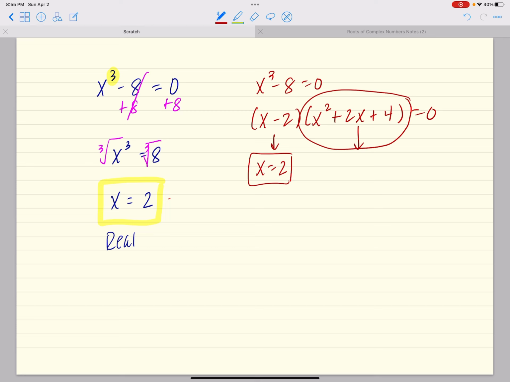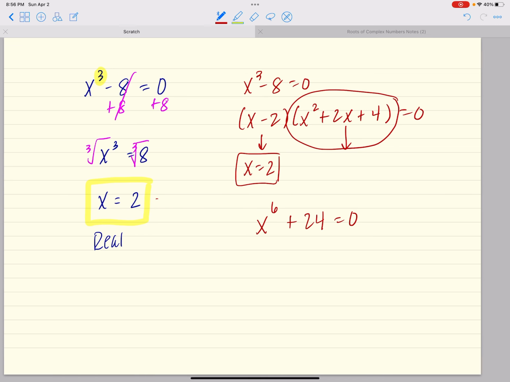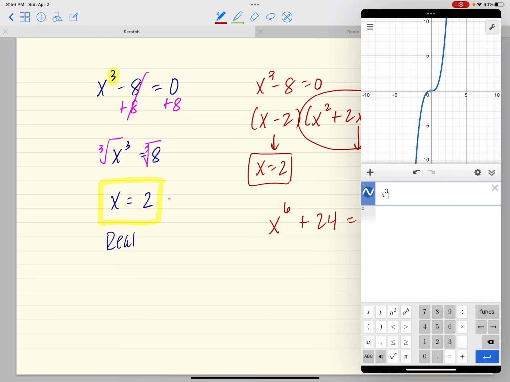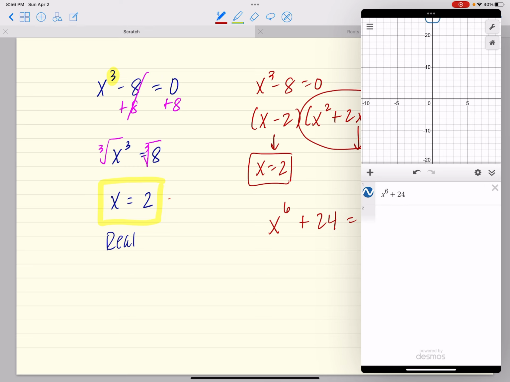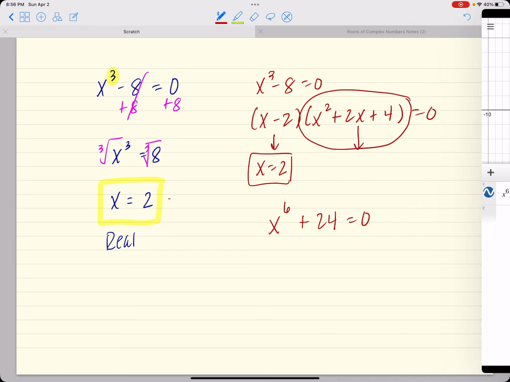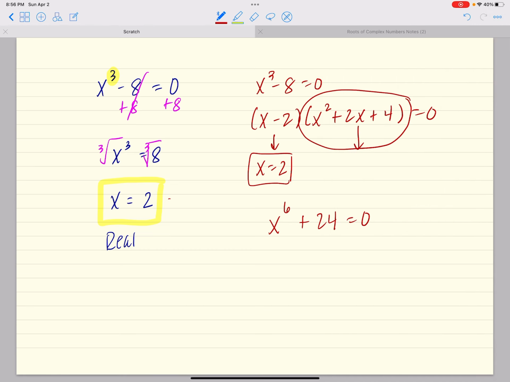But the option of factoring isn't always available. Think about if we had something of a higher degree or that just wasn't factorable, like, let's say, x to the 6th power plus 24, which isn't going to be factorable. I know there are 6 solutions, but if I look at x to the 6th plus 24 on a graph, none of them show up graphically, so this thing never touches the x-axis. So how do I get all 6 of them when they're all non-real?